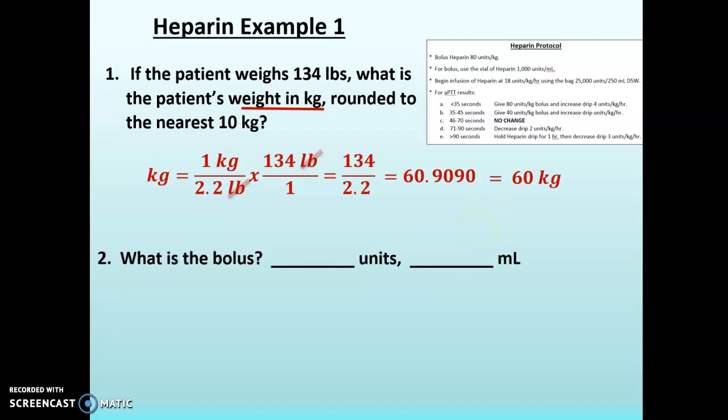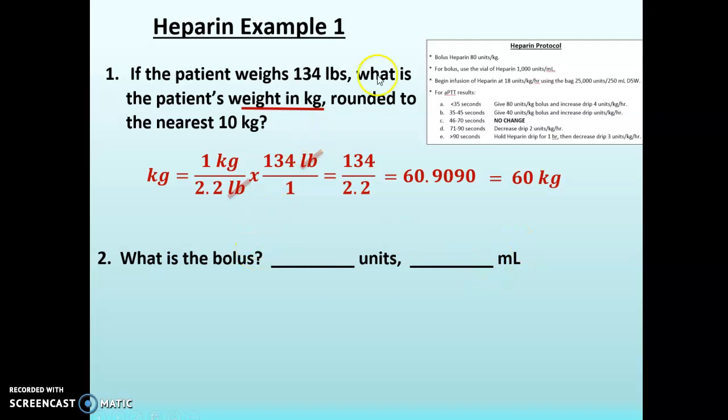Now, number 2 is talking about the bolus. So this bolus dose is a loading dose just to get something in their system. Get some kind of heparin in them quickly. So our first question wants to know how many units they will receive for the bolus, and then they're also going to ask about how many milliliters that bolus is going to be.